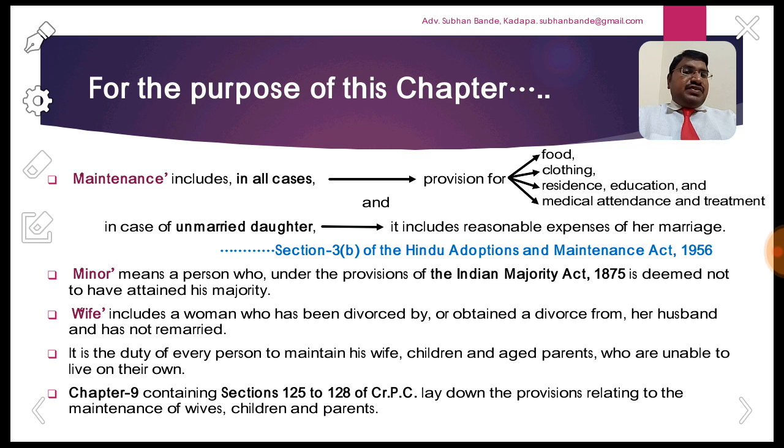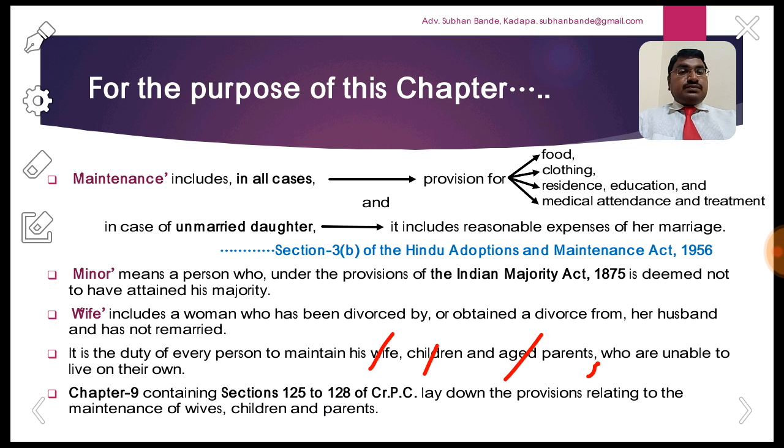It is the duty of every person to maintain his wife, his children and his aged parents. If the wife, children and aged parents are unable to live on their own, then the concept of maintenance applies to him. The person is liable to pay the maintenance to his wife, children and aged parents if they are unable to live on their own. If they are unable to live on their own, then maintenance is their right.